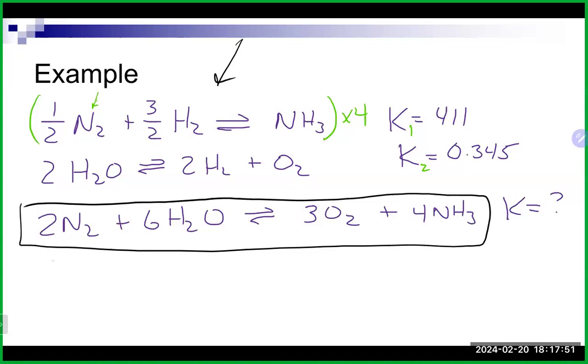4 over 2 is 2N2. 4 times 3 is 12, divided by 2 is 6H2. When you multiply that 4 to everybody. And that gives me 4 times 1, which is 4. That means that my K1 here is K1 to the 4th. Since I multiplied by 4, what should I do with that K value? Should take it to the 4th power. Remember, whatever you multiply by, you're going to take it to that power.